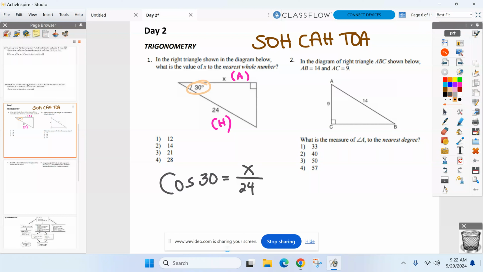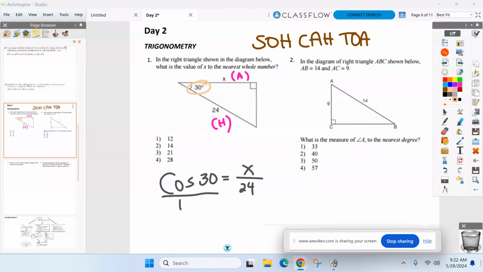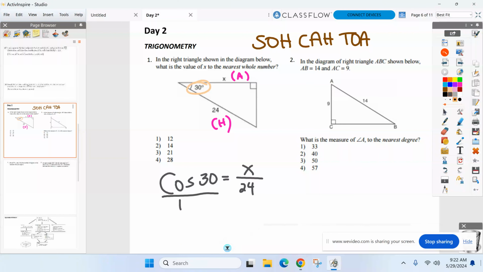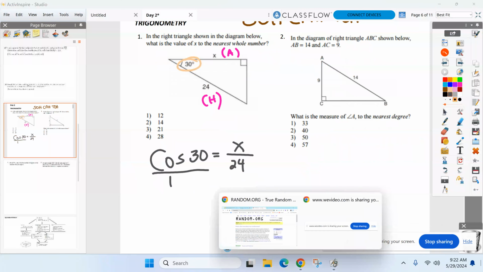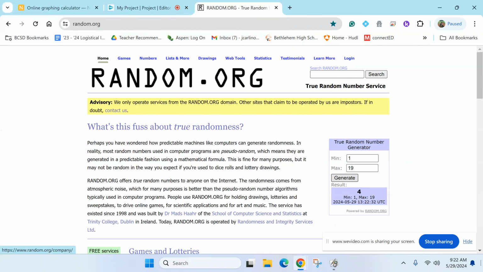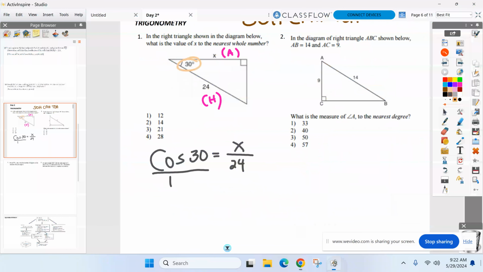I always had you guys solve this by making a proportion out of it, putting this over 1 and then cross multiplying. And that is why your calculator must be in degree mode, because you are now typing in 30 degrees. After you cross multiply and round correctly, if you looked at the rounding directions, Sophia, what do we have here? x equals 21. There you go. Boom. Quick review on how to find a side.